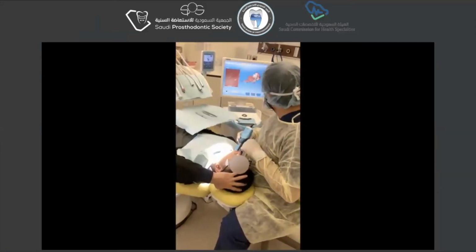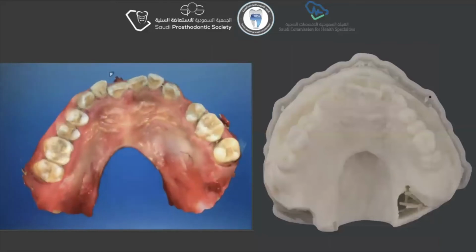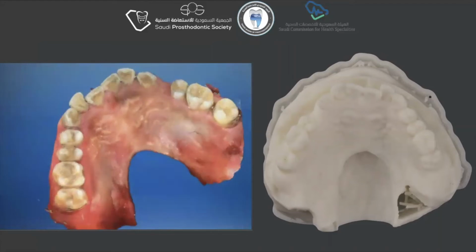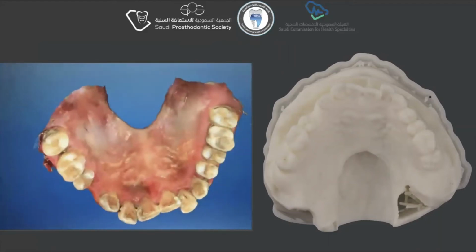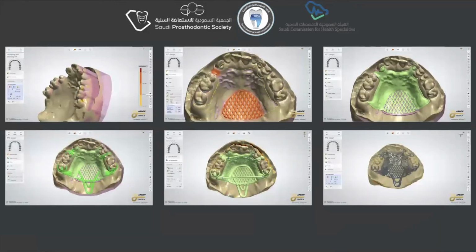So we did intraoral scanning for the dentition and the surrounding structures, so that we avoid taking the impression for the defect, and we had the printed resin model for the dentition. Then we started fabricating the metal framework for the obturator, following the design principles for such a case with a quadrilateral design.